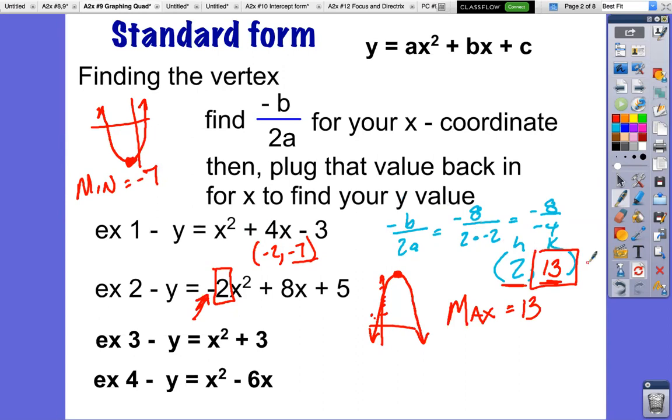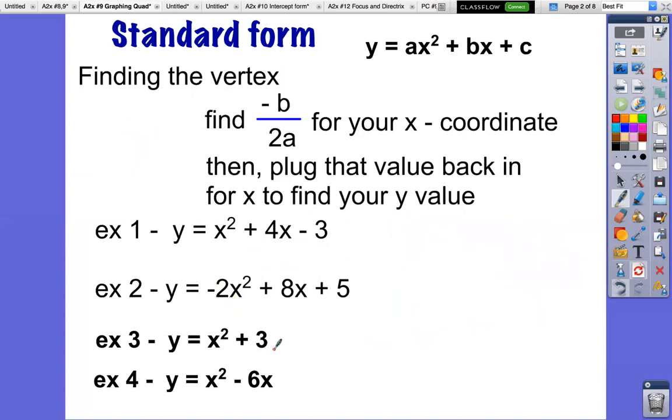Now, I don't want to give you too much time, but we've got 2 more questions here, number 3 and number 4. My guess is more than half of you guys will miss number 3. So take a second and see if you can just find the vertex on number 3. And by a second, I'm going to give you guys about 45 seconds. Go.